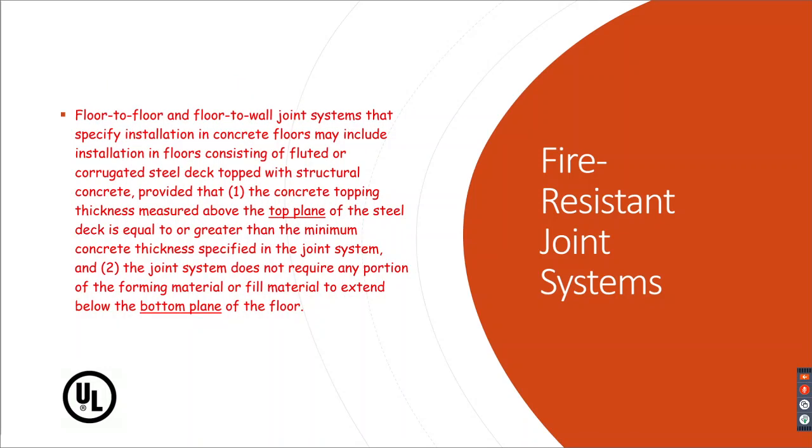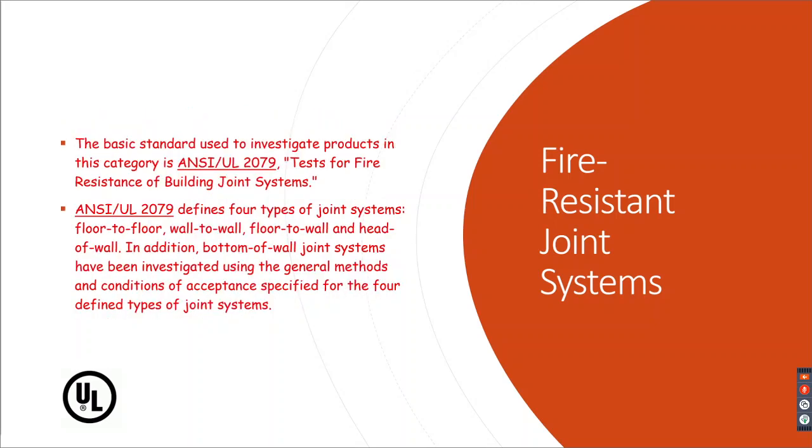And then for floor to floor and floor to wall joint systems that specify installation in concrete floors, they may include installation of floors consisting of fluted or corrugated steel deck topped with structural concrete, provided that, number one, the concrete topping thickness measured above the top plane of the steel deck is equal to or greater than the minimum concrete thickness specified in the joint system. And then two, the joint system does not require any portion of the forming material or fill material to extend below the bottom plane of the floor.